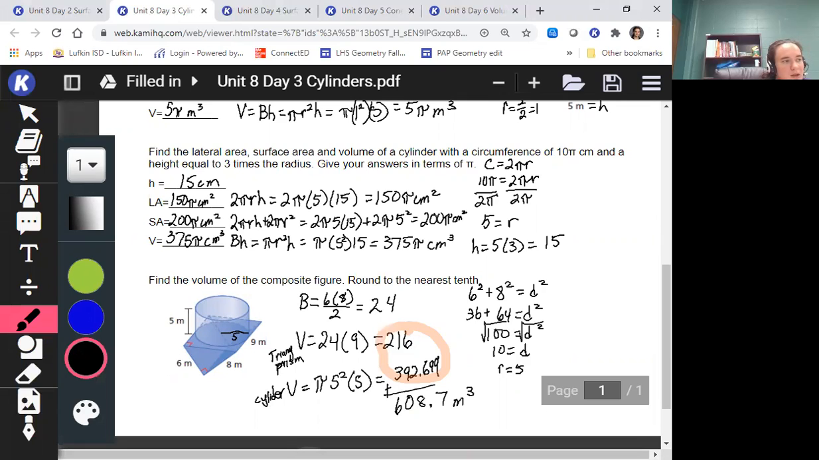I do recommend writing out your formulas before you start, making sure you know what your units are, or what your dimensions are, your radius and your height. And even potentially before you start, write in your different units.